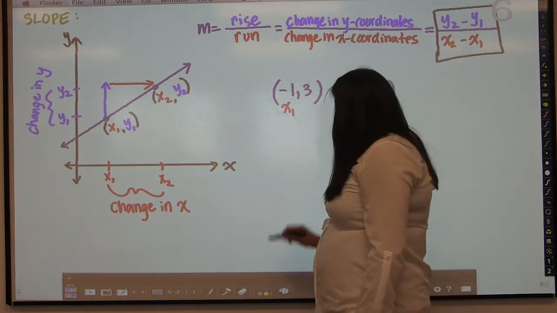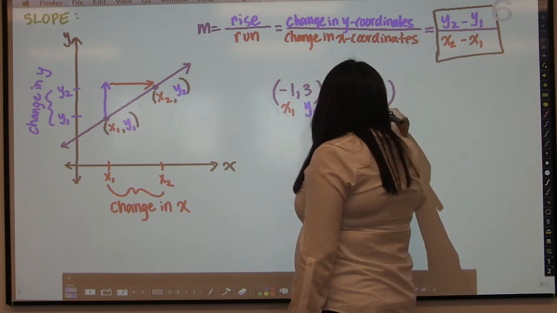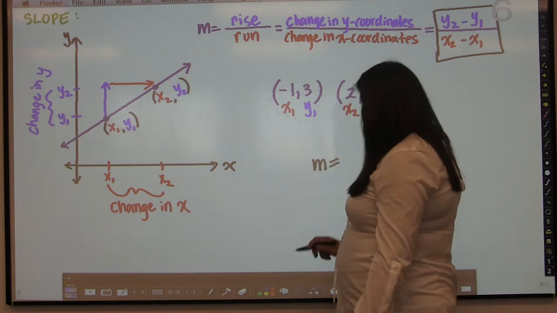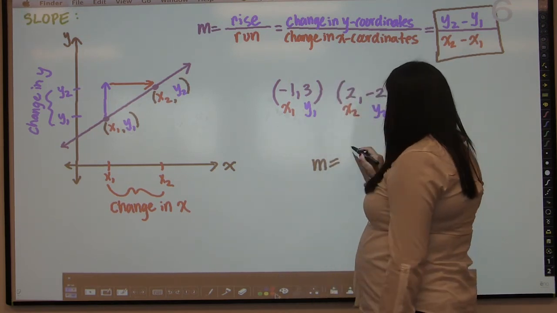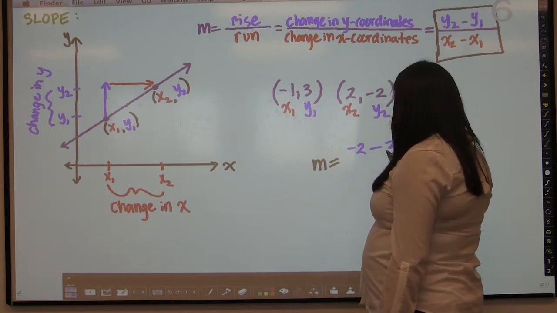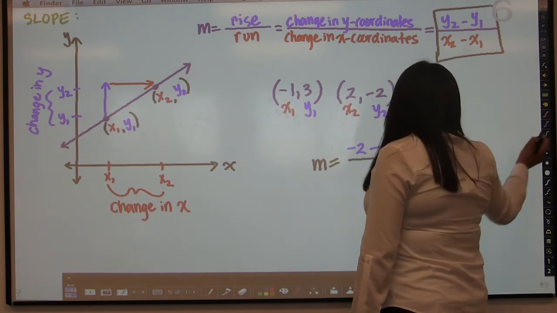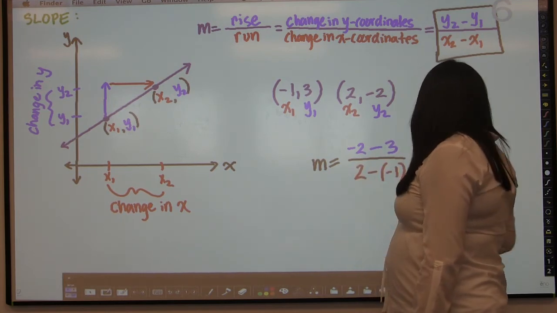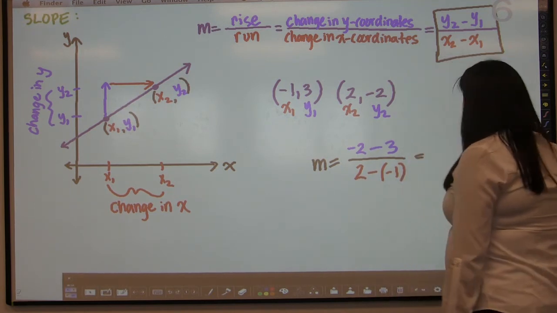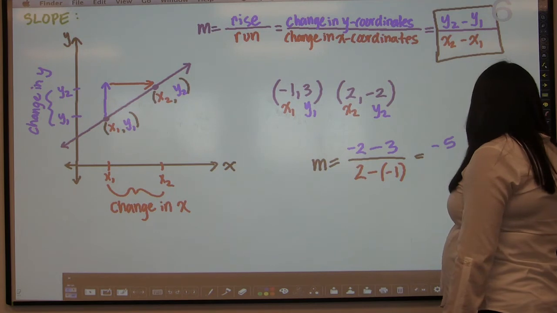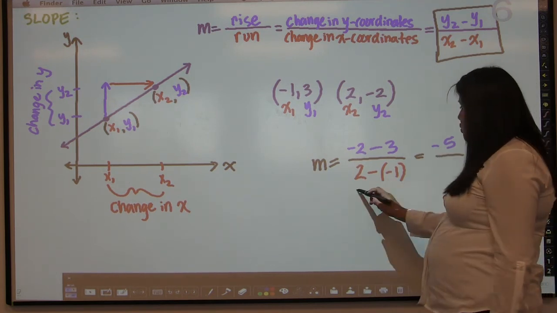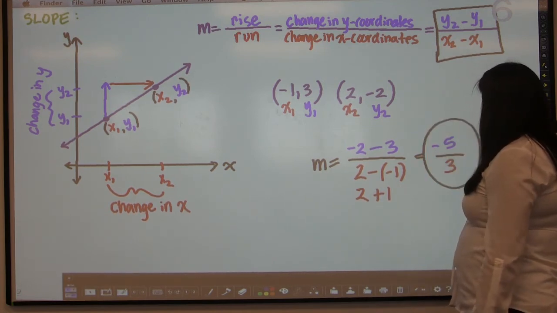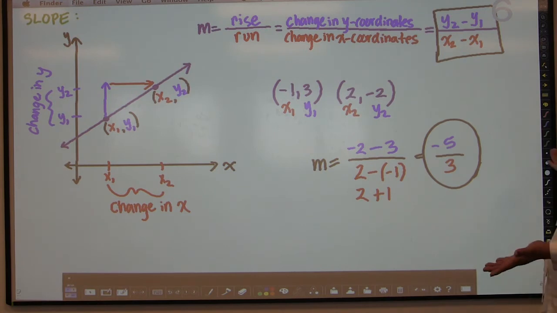Then I'm going to go with my y's. This is going to be my y1, my y2. Okay? So to calculate my slope, I'm just going to follow the formula, which is y2, so negative 2, minus y1, which is 3. On the bottom, I'm going to take my x2, which is 2, and subtract negative 1. So I get negative 2 minus 3 is negative 5. And again, be very careful. This is 2 minus negative, which is a plus 1, so I get 3. So my slope is negative 5/3. Alrighty? And that is how you calculate a slope.